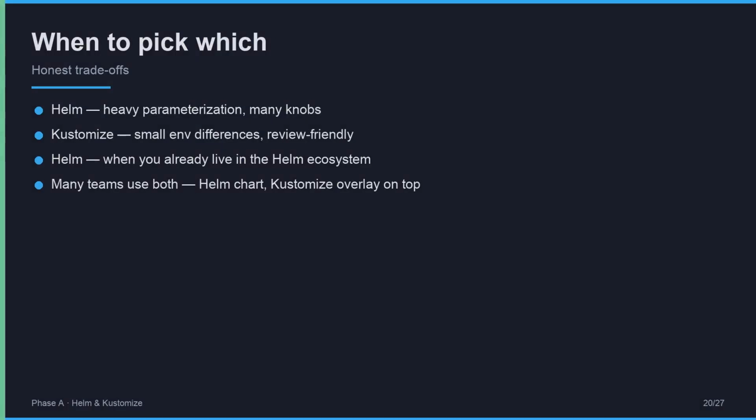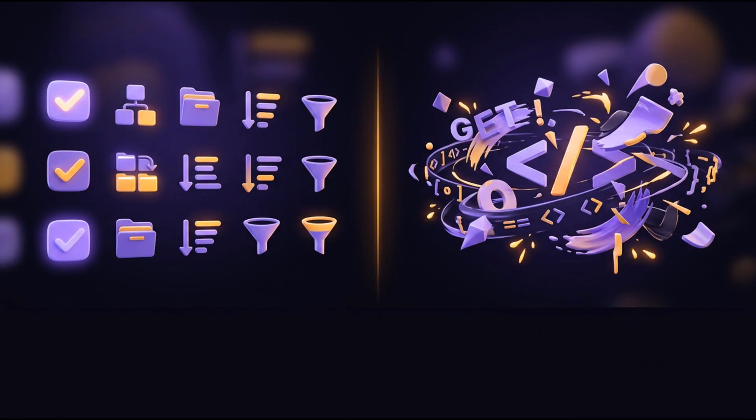When do you pick which? Reach for Helm when you have heavy parameterization, many knobs, many optional features, one chart reused across many teams. Reach for Kustomize when the differences between environments are small, and you want every change to be an easy-to-review YAML diff. And here is the secret, many teams use both. They take an existing Helm chart, then layer Kustomize overlays on top for their environment-specific tweaks. 2 tools. 1 job. Pick the trade-off that fits.